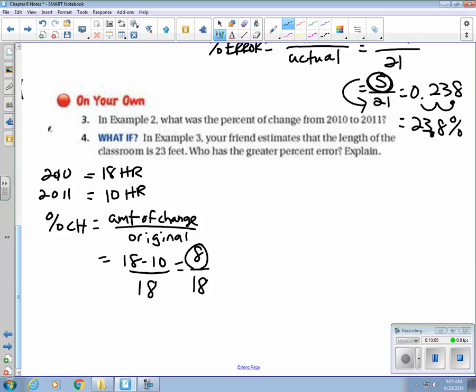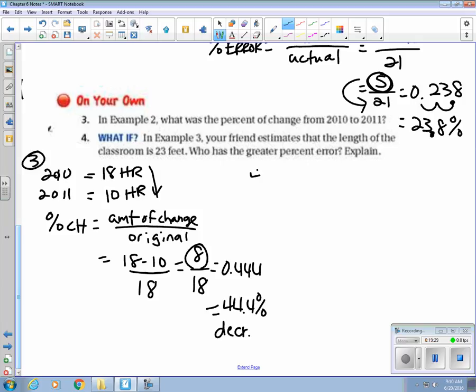So 8 divided by 18 equals 0.444 if we round it. And if we change that to a percent, that would be equal to 44.4%. And since it went down from 18 to 10, that would be a decrease. Okay, so that takes care of number 3 right there.